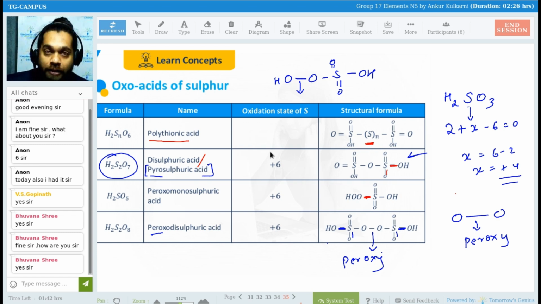I just gave you the example. That does not mean I am the paper setter, so do not curse me in the exam if it does not come. Sir had told me that pyrosulfuric acid structure will come, but it has not come. It is a possible question. Come on, write down the structures and tell me done in the chat box.